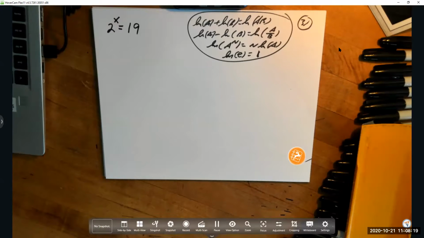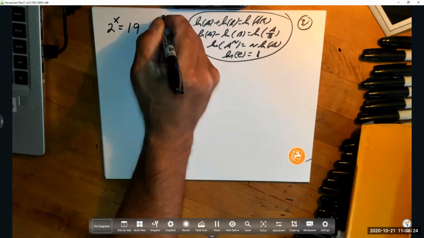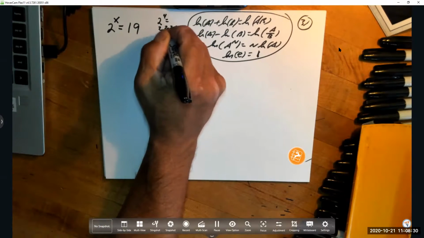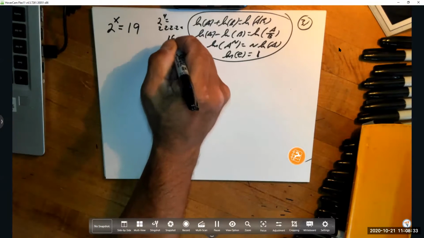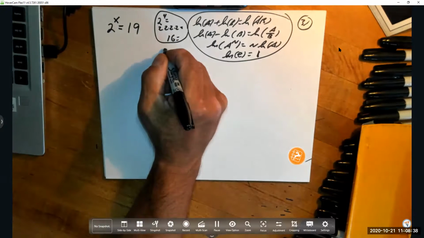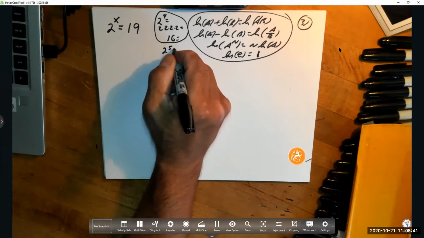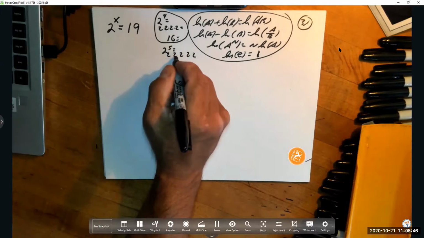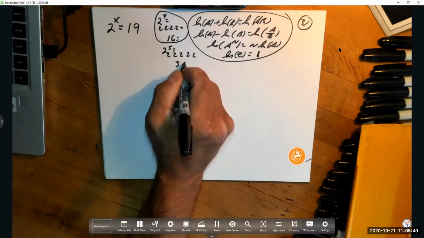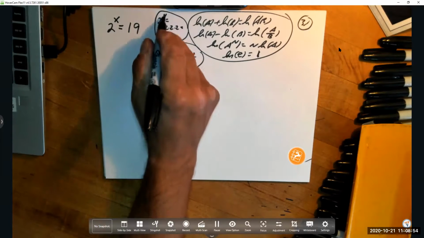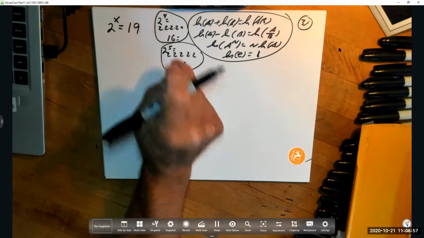Okay. All right. So now, problem is, if I go 2 to the power of 4, so if I go 1, 2, 3, 4 of those, I'm going to get 16. So 2 to the 4 power, that's too little. That's not 19. If I go 2 to the 5, that's going to be 1, 2, 3, 4, 5. 2 times 2 is 4, 2 is 8, 16, 32. 32, that's too much. So it's not a 4 and it's not a 5. It's 4 point something to get you the answer.